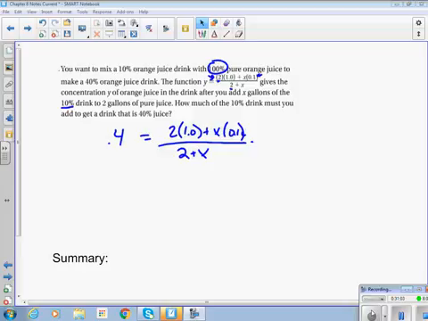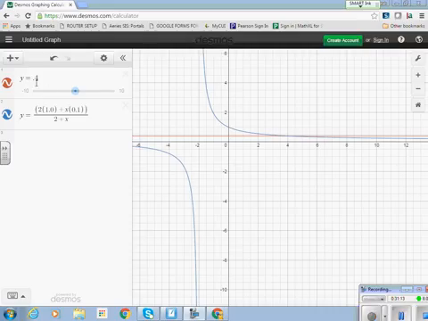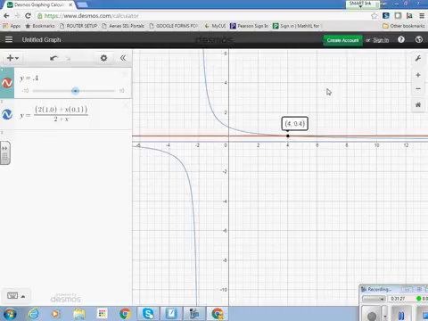So we're going to solve this. I'm going to solve it actually by graphing. All right, so I'm going to set y equals 0.4 to the left-hand side of the equation, and then y equals our function. And I get that I need to add 4 gallons in order to get a concentration of 0.4.